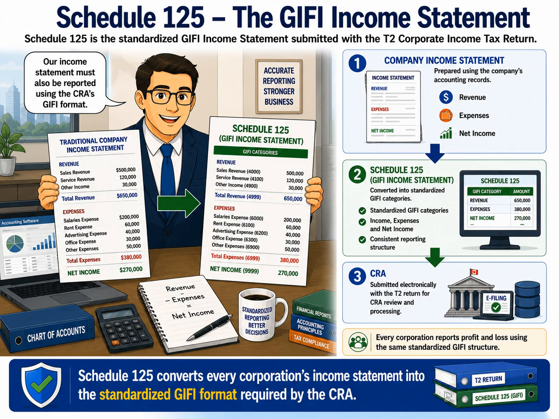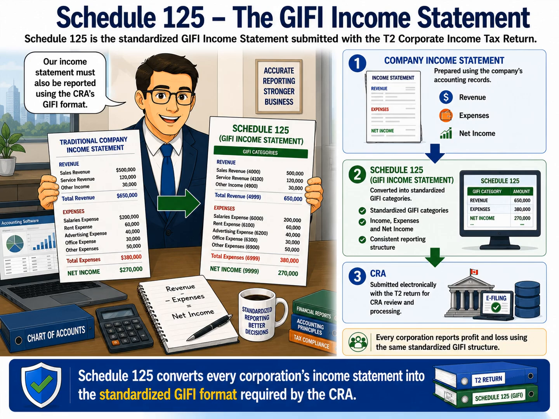The process begins with the corporation's own income statement. This financial statement is prepared from the accounting records and reflects the company's revenues earned, expenses incurred, and the net income generated during the accounting period. At this stage, the corporation is still using its own chart of accounts and the account names defined within its accounting system. The next step is to convert the income statement into Schedule 125.